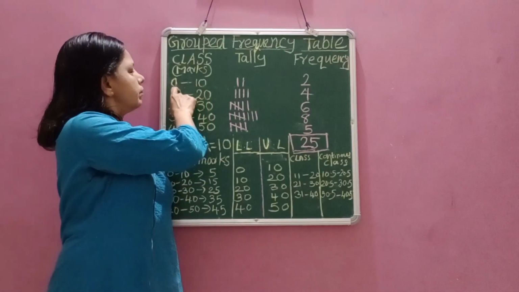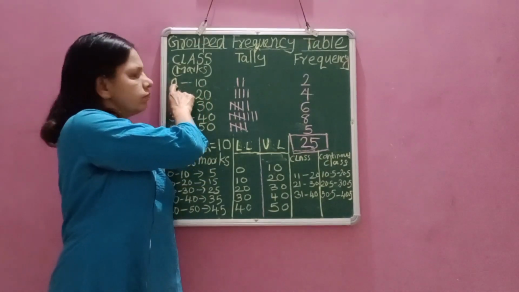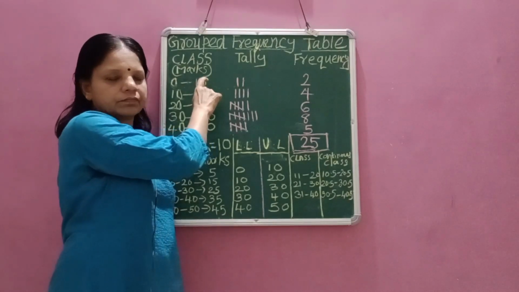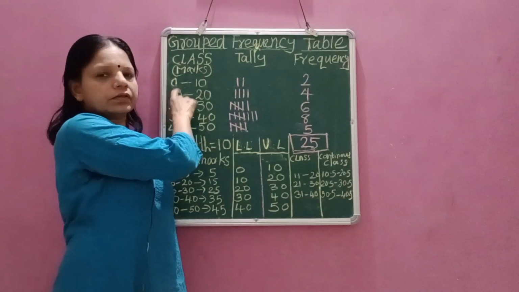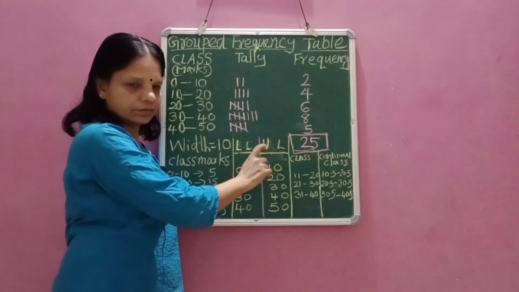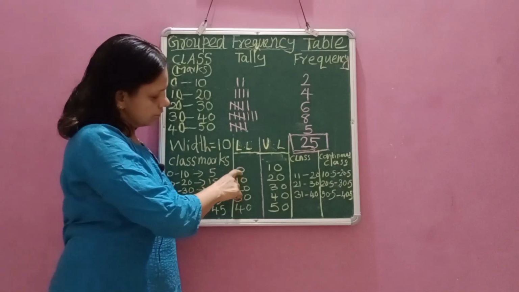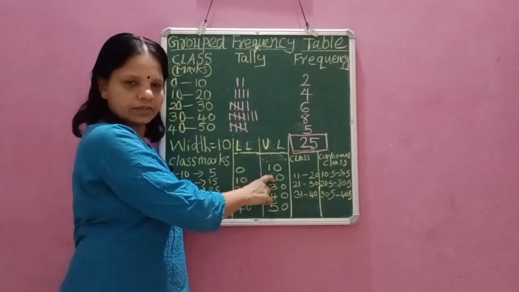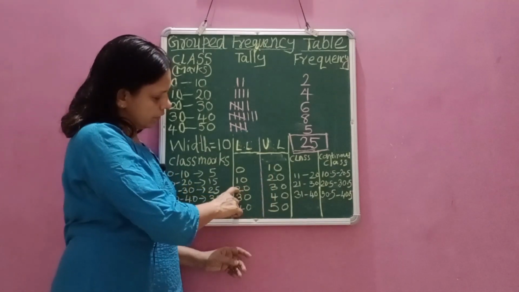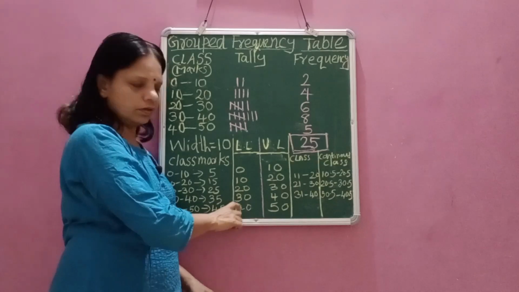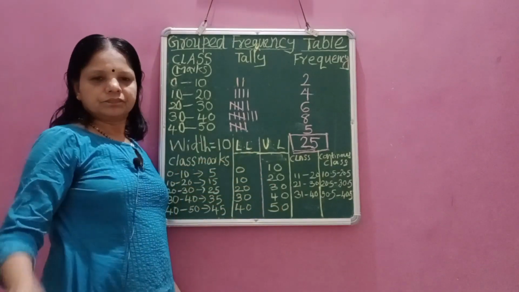Here, which is the lower limit? 0 is the lower limit, 10 the upper limit. Here 10 is the lower limit, 20 the upper limit. See this column, the lower limit and upper limit of each class. 0 lower, 10 upper. Again 10 lower, 20 upper, 20 lower, 30 upper, 30 lower, 40 upper, 40 lower, 50 upper.